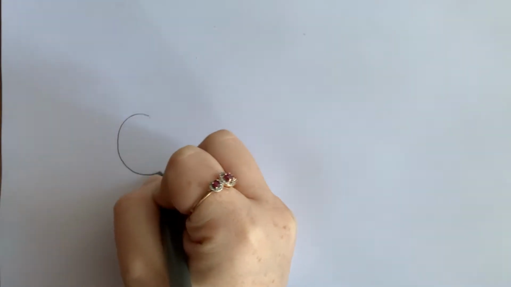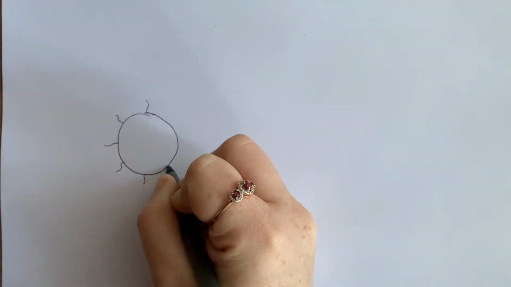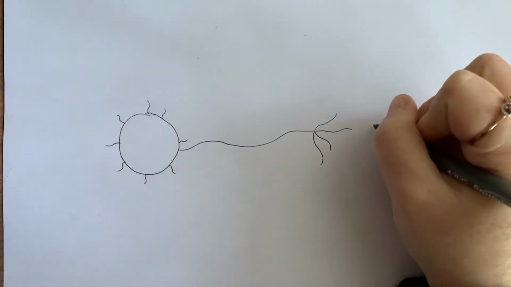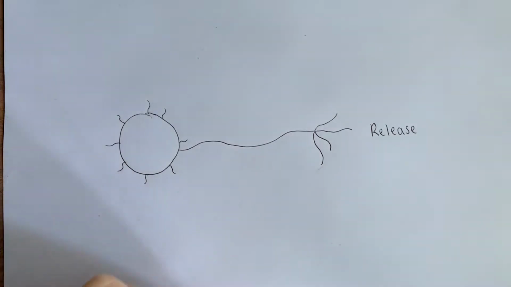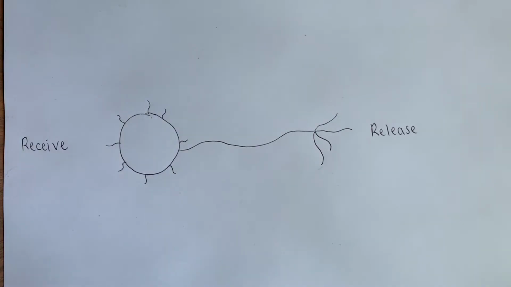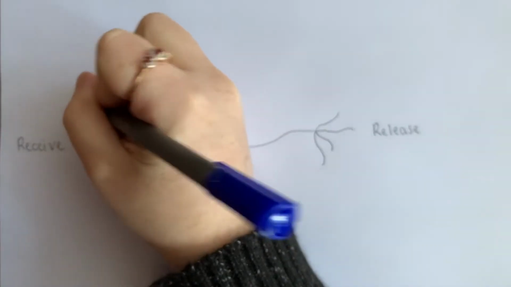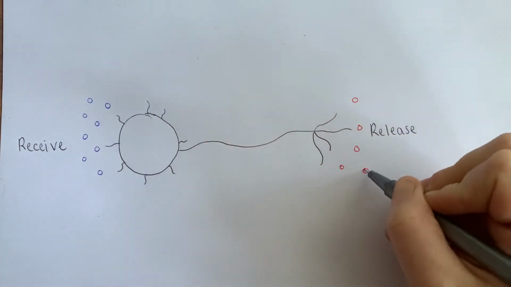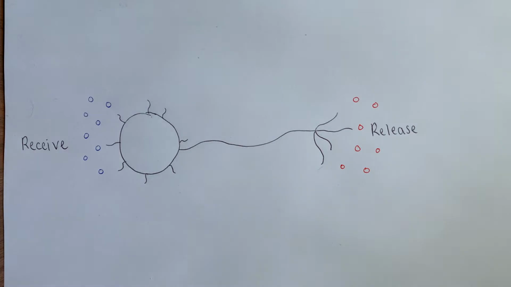Let's start off with a brief introduction to one of our brain cells, or our neurons, and how they function. One end will be the site of release, and the other end will be the site for receiving molecules. We see that at the front of the neuron, the blue circles will be received by the neuron. At the other end, the neuron will release these red circles into the environment or the inside of our brain.